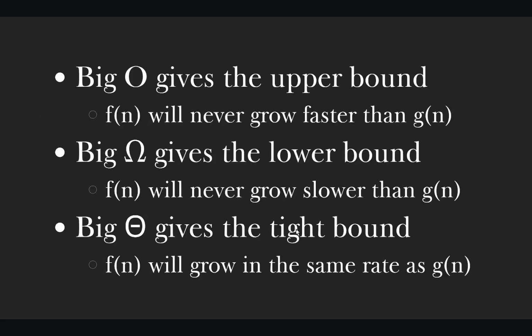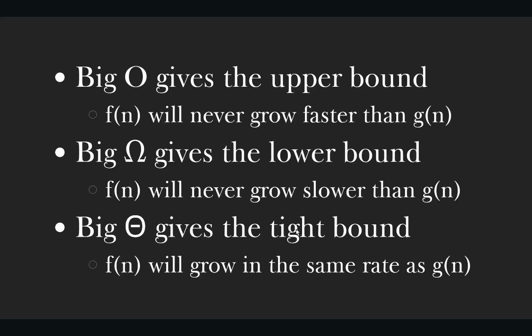So what do these notations tell us? Big O gives us the upper boundary, which means f(n) will never grow faster than g(n). Big omega gives us the lower boundary, which means f(n) will never grow slower than g(n). And big theta tells us f(n) will grow at the same rate as g(n). So it's about the rate. It's not about the value, it's about the rate of change.